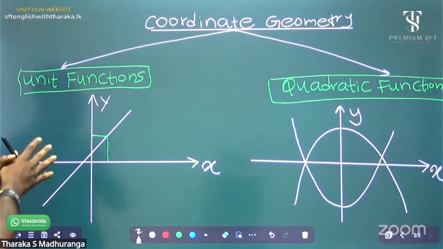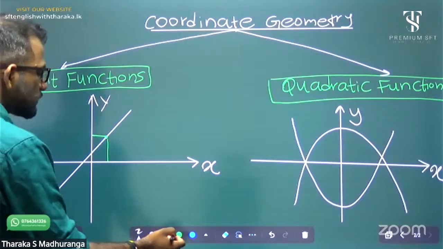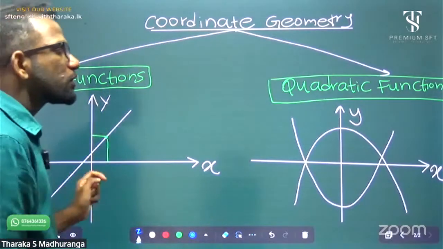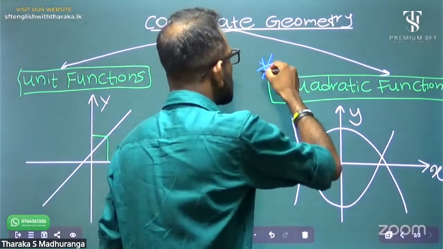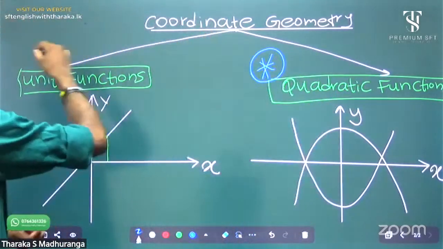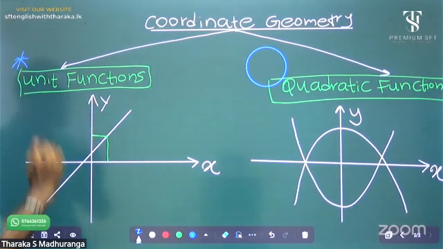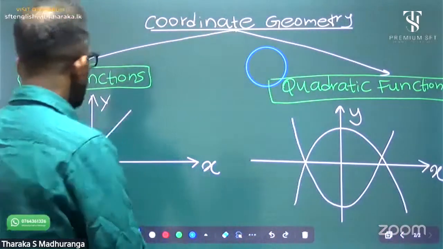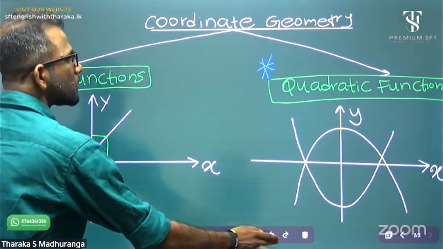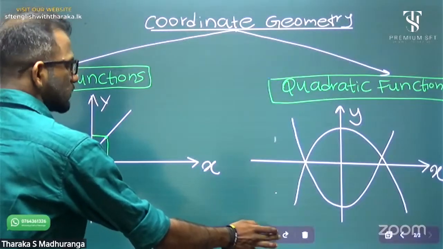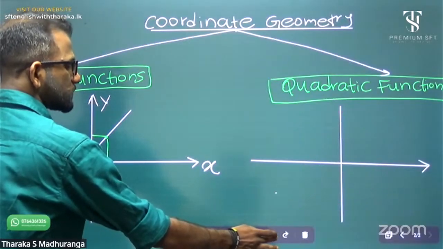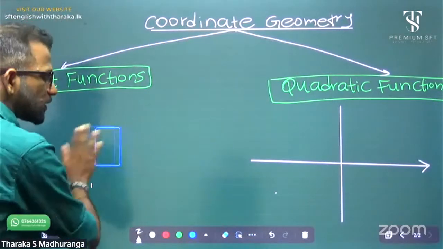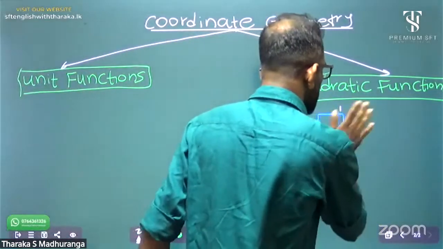In unit functions, we mainly discuss what? Straight lines, the relationship of straight lines. In quadratic functions, we mainly discuss the relationship of parabolic shapes. For your better understanding, I'll give you a summary of each part of this lesson. Then one by one we can complete each topic.